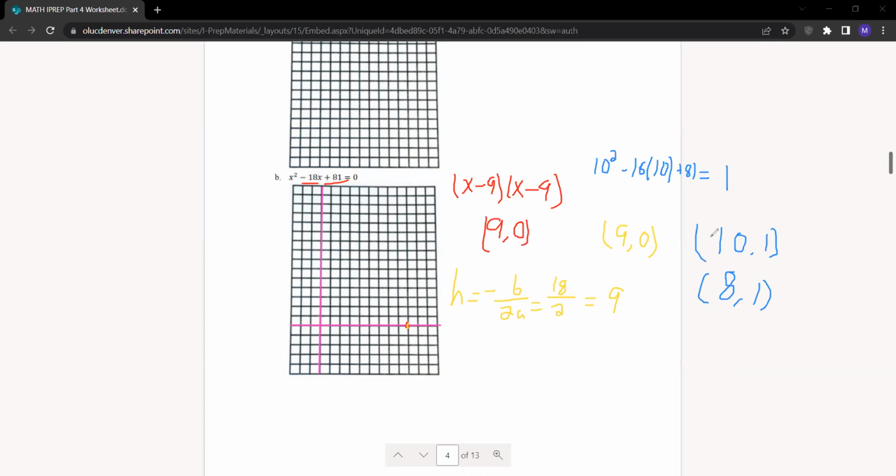Then we have our extra points that we just calculated. So we have 10, 1 and 8, 1. Now we can go ahead and connect those points. As we talked about, with that one x-intercept, it only bounces off the line. It doesn't cross through it. It just bounces off of it. So that is a rough sketch of what part B would look like.